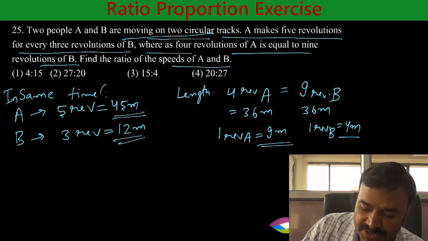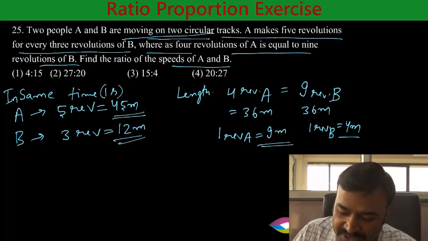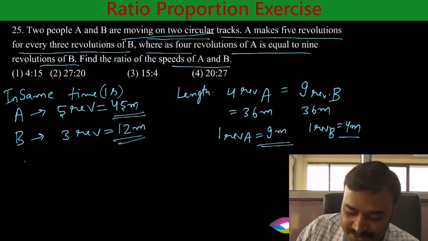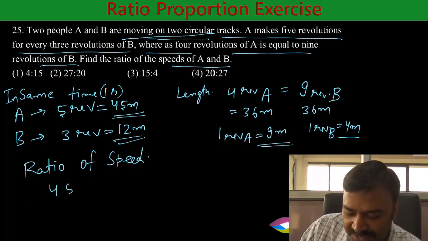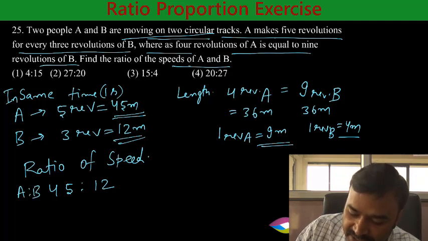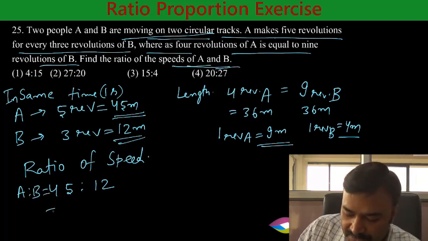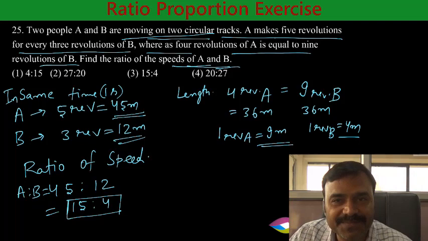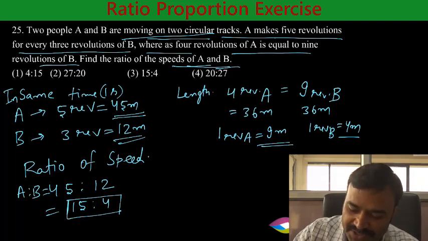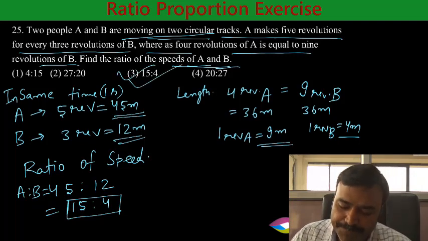Supposing that the same time was 1 second, the speeds will be 45 meter per second and 12 meter per second. So the required ratio of speeds is straight away equal to 45:12. It is A is to B. Be careful. The question is asking A and B. Correct. So A is to B. Now 3 cancels 45, 15 times, 3 cancels 12, 4 times. So 15:4 is the required ratio of speeds. Alright. If you look at the options, it is the third option that is the correct answer. Let's go on to the next question now.